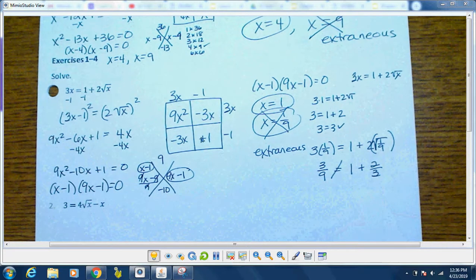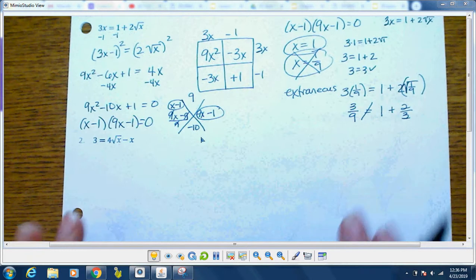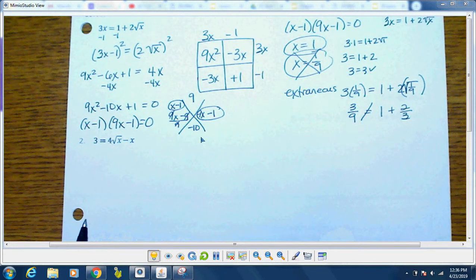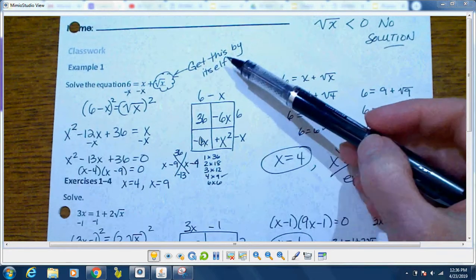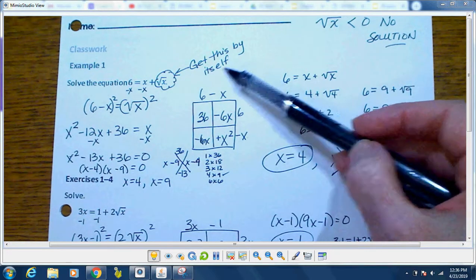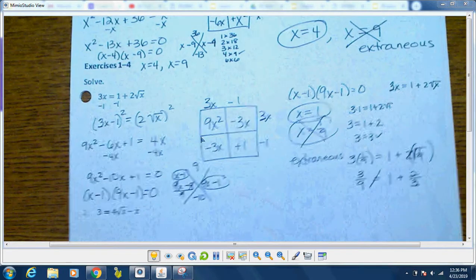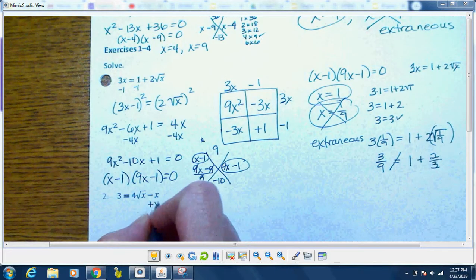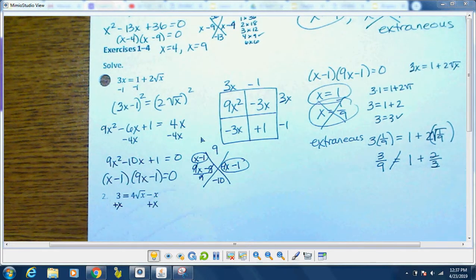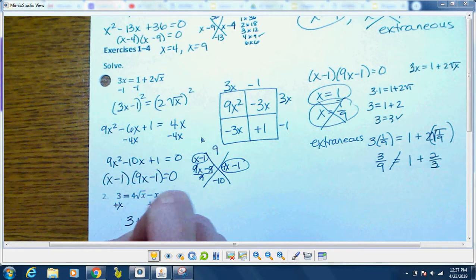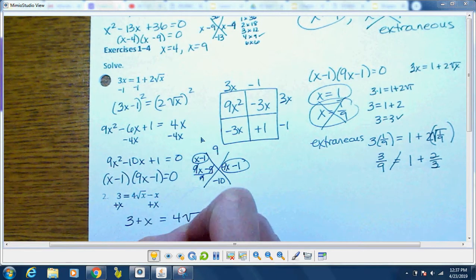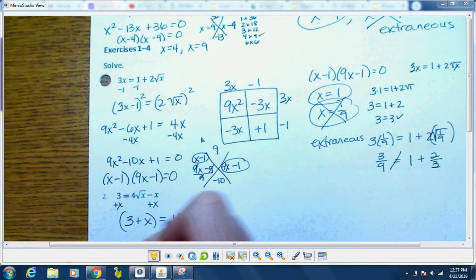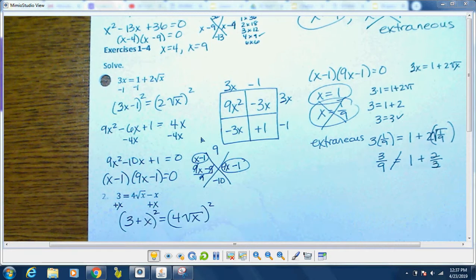Okay. Let's look at number 2. I have 3 equals 4 times the square root of x minus x. Remember our trick? We're going to get anything with the square root by itself as much as possible. So to do that, I'm going to add x to both sides. And I get 3 plus x equals 4 times the square root of x. Now, to get rid of my radical, I square both sides.